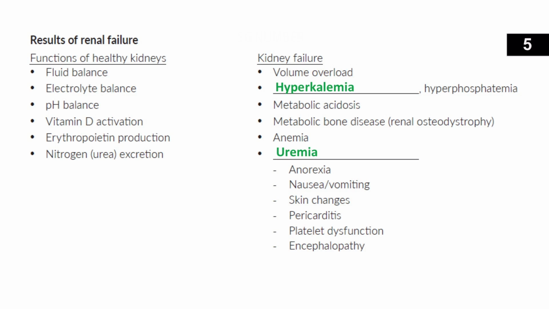And chronic kidney disease also leads to hypertriglyceridemia. It's not fully understood why, although it seems to have something to do with impaired clearance of triglycerides from circulation. So some of these, like volume overload and hyperkalemia and metabolic acidosis, are seen with both acute kidney injury and chronic kidney disease. But metabolic bone disease, anemia, uremia, and hypertriglyceridemia are pretty much exclusive to chronic kidney failure.